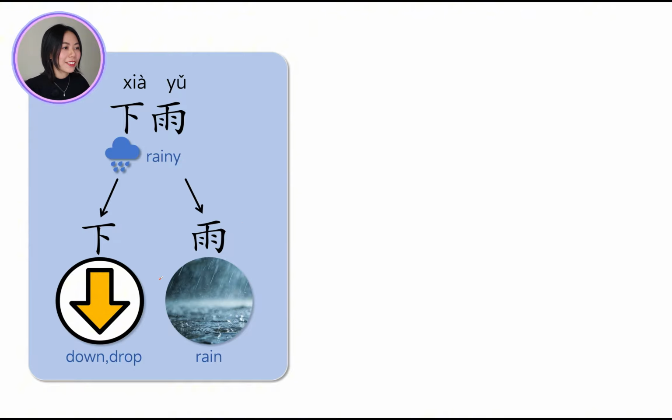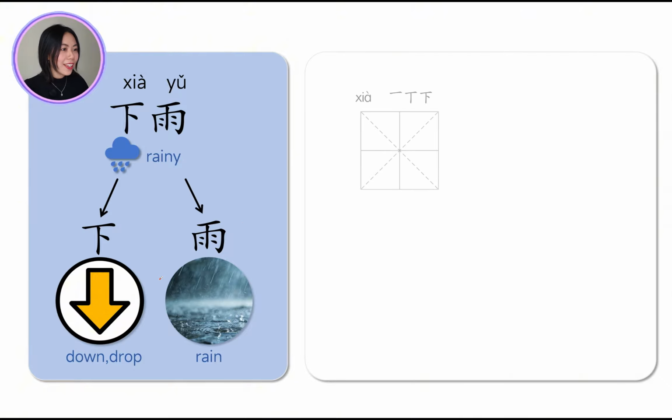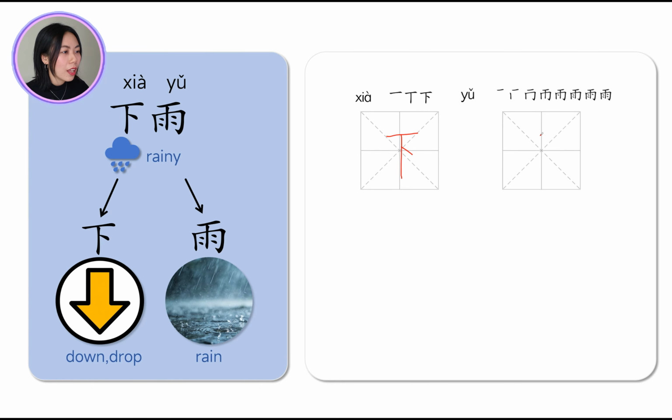Let's try to write in the 田字格。下一二三 Very good. 雨 Let's try to write a 雨一二三四 You can picture it as a window frame. And now let's fill it in with the raindrop. 一二三四 Very good.